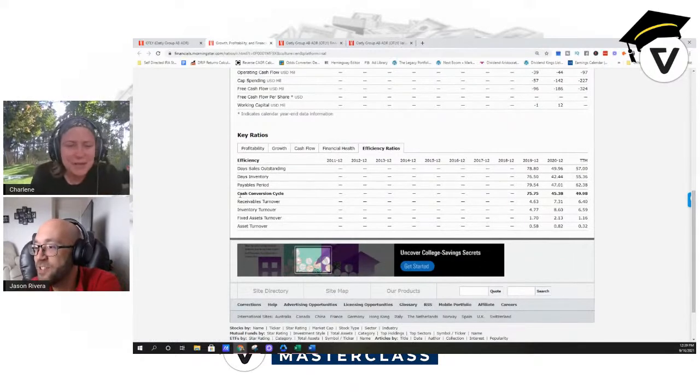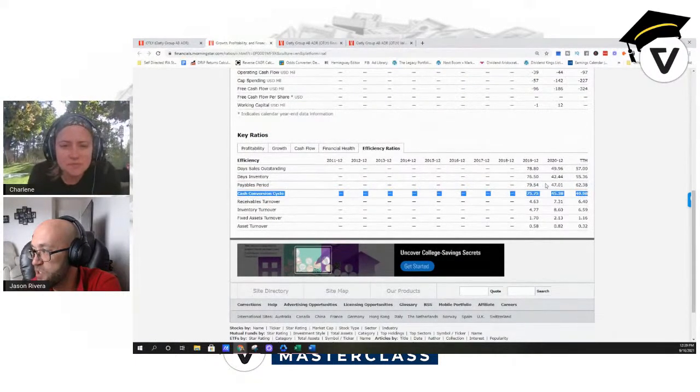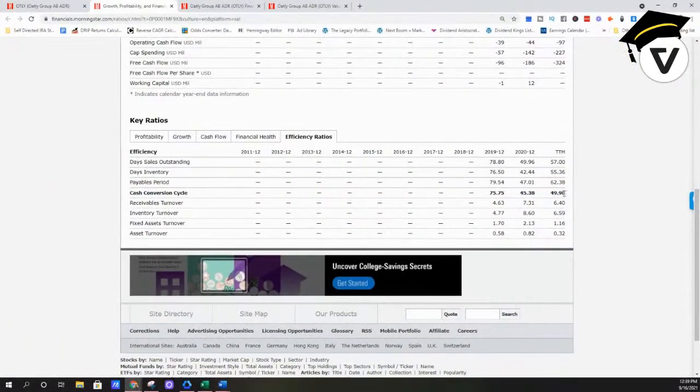Okay. So here's one of my other favorite metrics to look at. Cash conversion cycle. This one number is the accumulation of the three numbers above it: days sales outstanding, days inventory, payables period. Days sales outstanding is how long it takes them to sell stuff. Days inventory is how much inventory they have in stock. Payables period is how long it takes them to pay their suppliers.